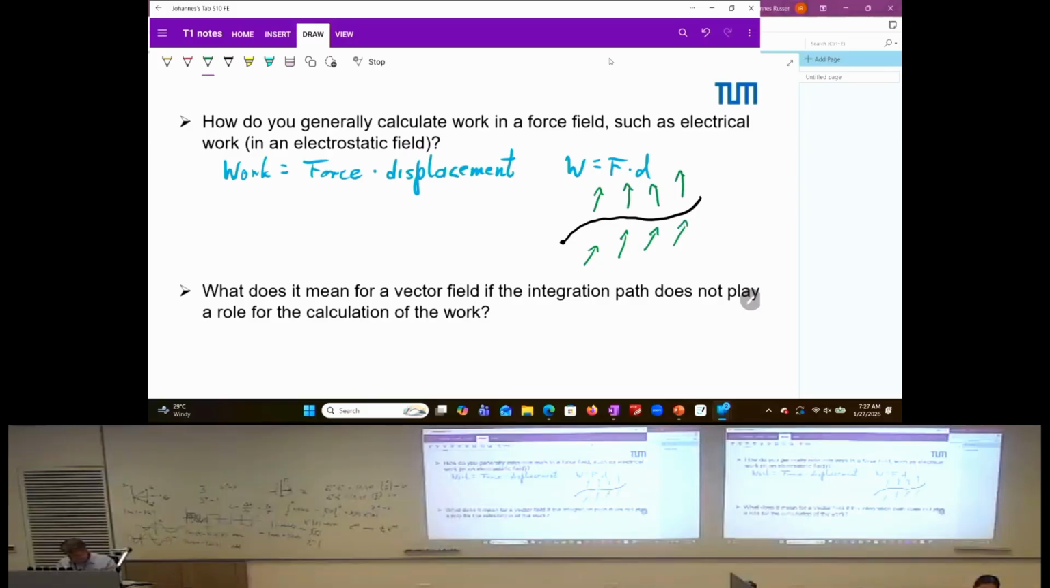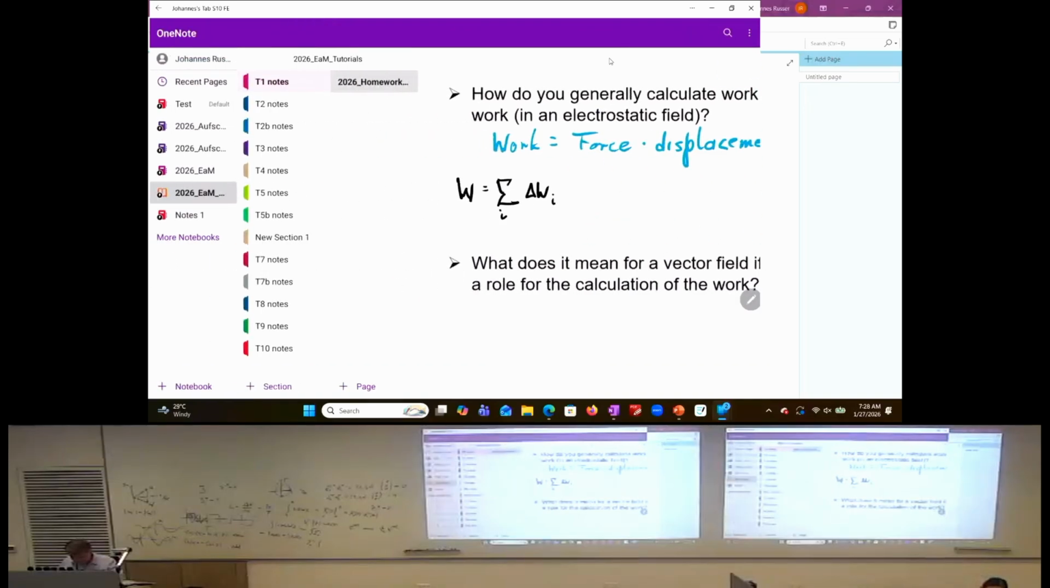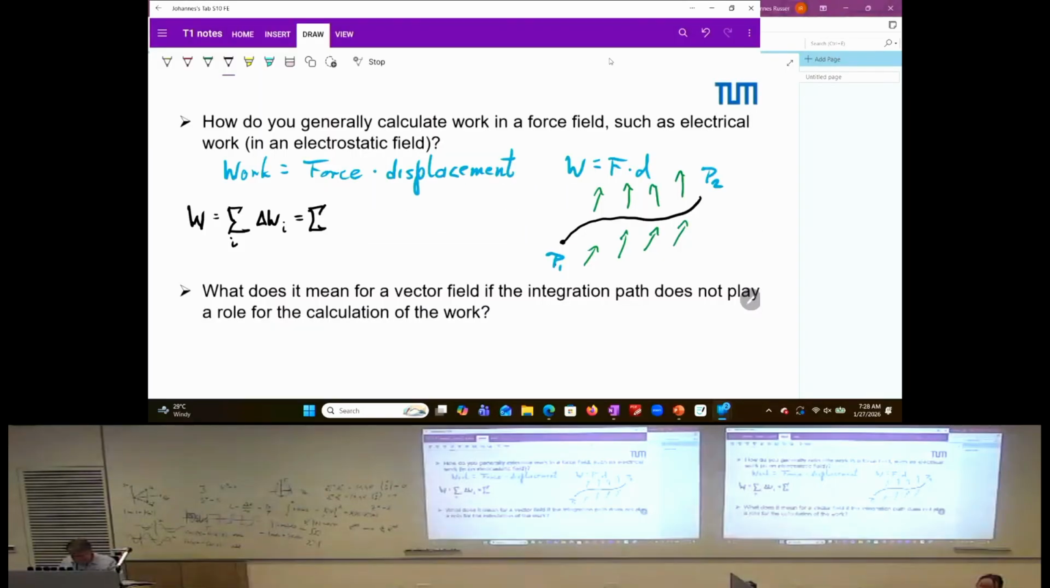Then we integrate for the work from point 1 to point 2. And doing so, we can split up the work and calculate it by summing up the small contributions, delta W_i, and that is the force at the respective position r_i, always with the incremental delta r_i.